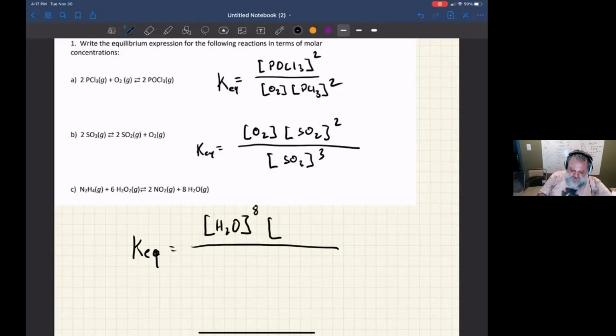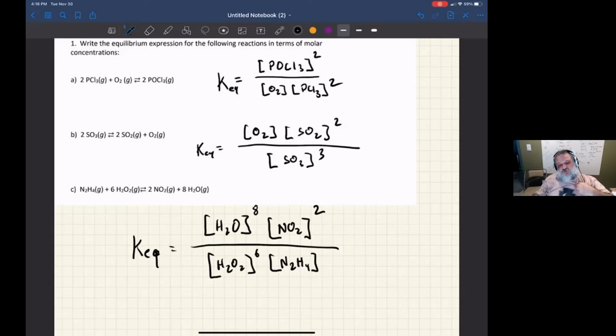It's going to be raised to the 8th power. NO2 is a gas. It's going to be included. It's going to be raised to the 2nd power. Hydrogen peroxide raised to the 6th power. And then the last thing in the denominator is N2H4, and it's raised to the 1st power. These are the 3 equilibrium expressions the problem was asking you to come up with.